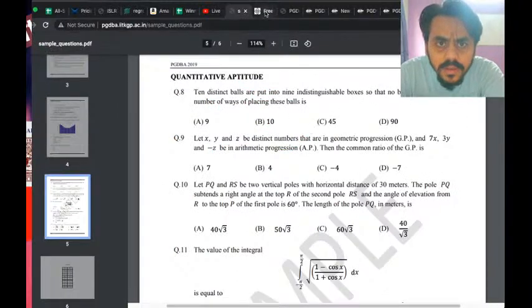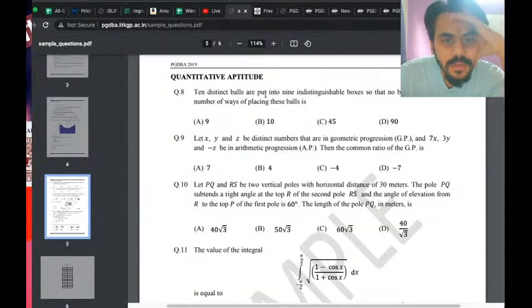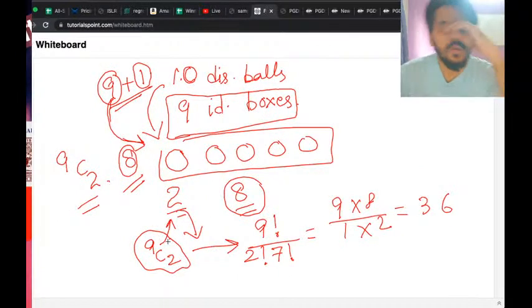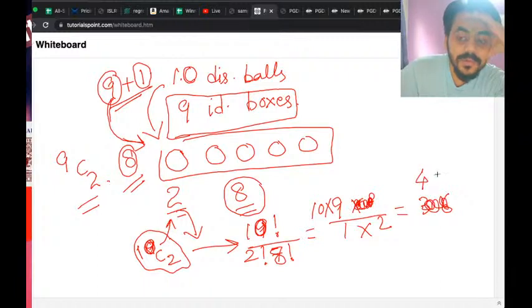So 36 should be the answer, and I'm not getting that answer. Why? What have I done wrong in this? You have 10 distinct balls which are put in 9 identical boxes. Oh, I made a mistake here. This is not 9C2. I have a total of 10 balls. This is 10C2. So this is 10 factorial divided by 8 factorial, which is 10 into 9 by 2, so this is your 45. Oh, see, if you don't practice, these things happen. So 45 is the answer.